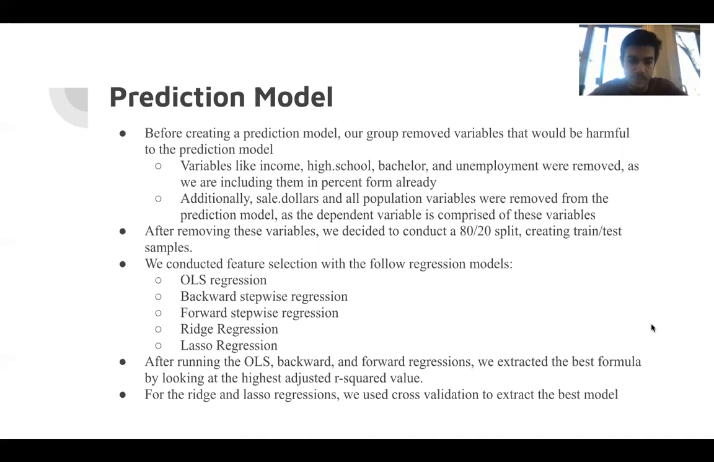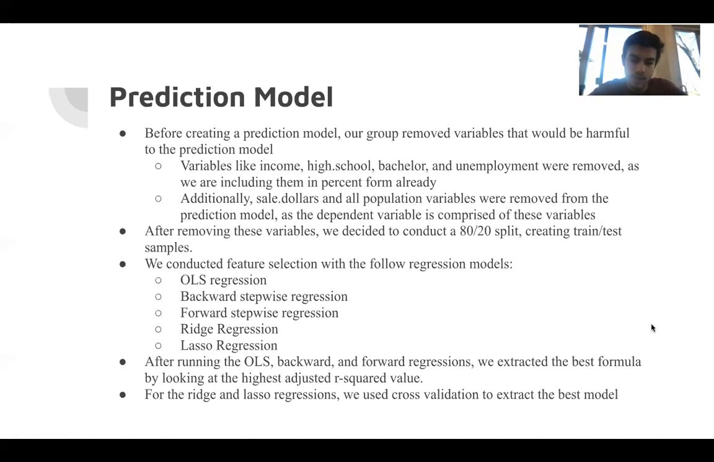After removing these variables, we decided to move on to an 80-20 split, where we created a train/test sample. Then we wanted to create 5 forms of different regressions, to see which regression analysis was most accurate. So we did an OLS regression, a backward stepwise regression, a forward stepwise regression, a ridge regression, and then a lasso regression.